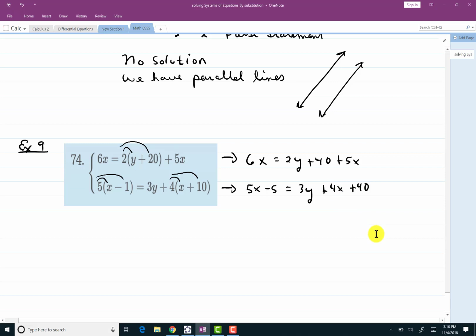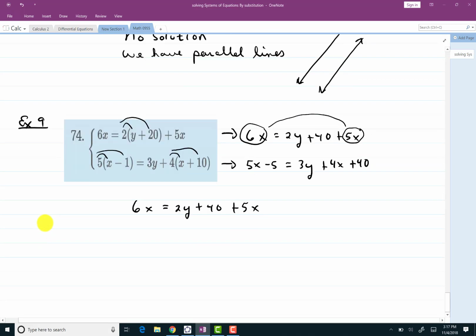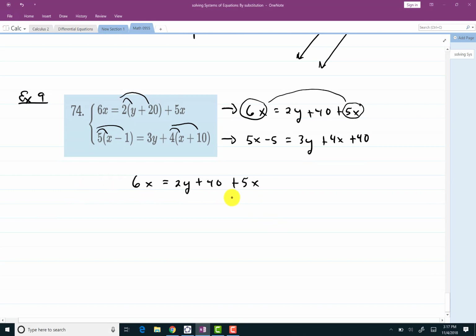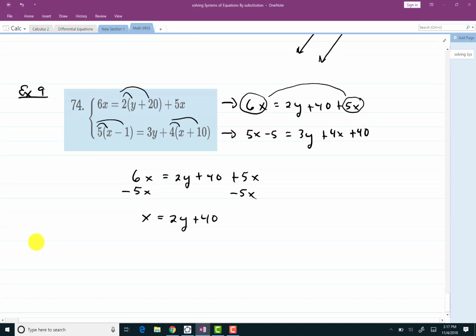Right now, I don't see a great advantage to doing anything extra. Oh, here we are. Look at this. Something has caught my eye, actually in both of them. If you'll notice here, I have this 5x and I have this 6x. If I subtract 5x from both sides of this equation, I will have a single x left. So let me grab that equation. 6x equals 2y plus 40 plus 5x. You'd try to get the x by itself anyways. So I'll subtract 5x from both sides. And look at this: x equals 2y plus 40. Now I can plug it into the second equation.